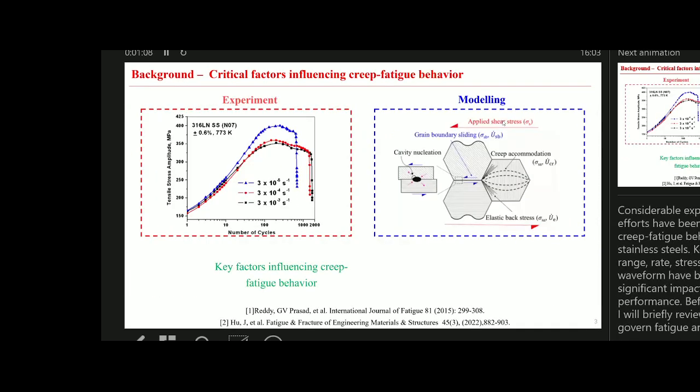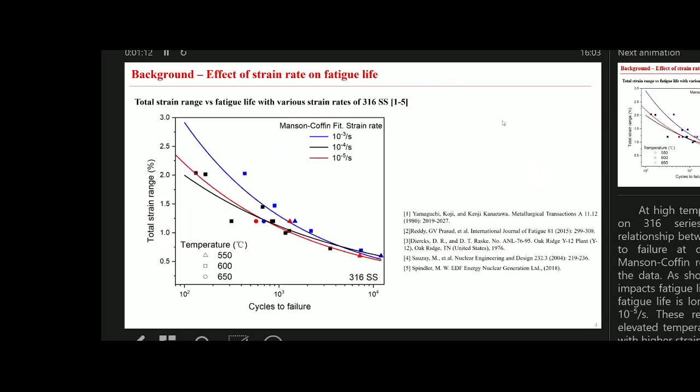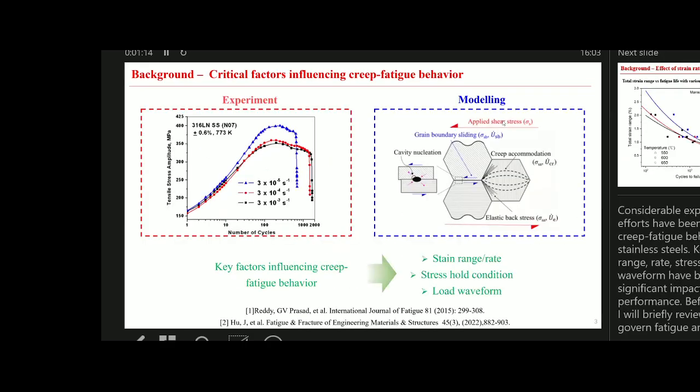Considerable experimental and modeling efforts have been devoted to studying key factors such as strain range, rate, tensile hold duration, and load waveforms, which have significant effects on fatigue and creep-fatigue behavior. Before presenting our findings, I will briefly review these key factors.